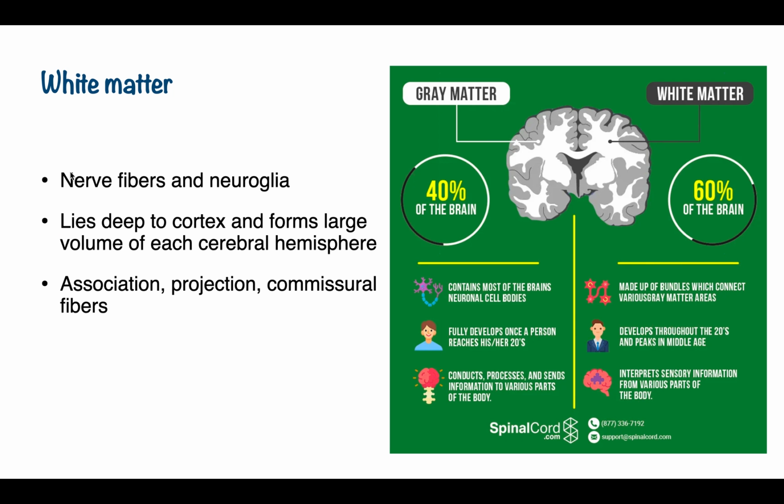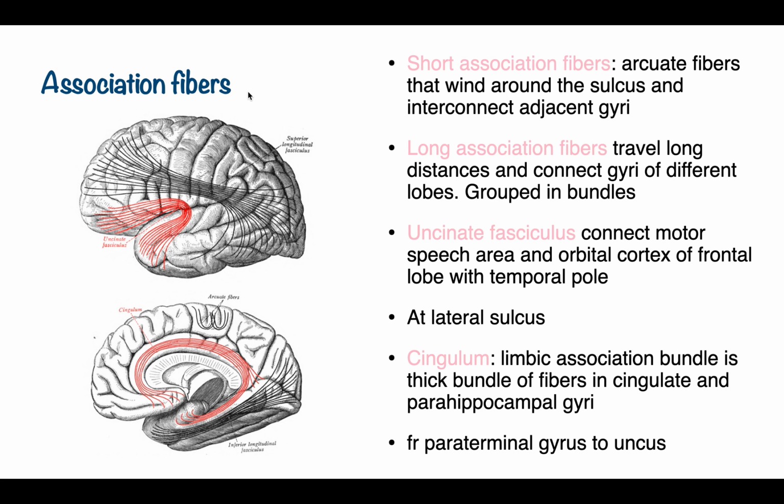White matter is made out of nerve fibers in the neuroglia, and they lie deep to the cortex, and it's made out of all these fibers. So the association fibers are up first.